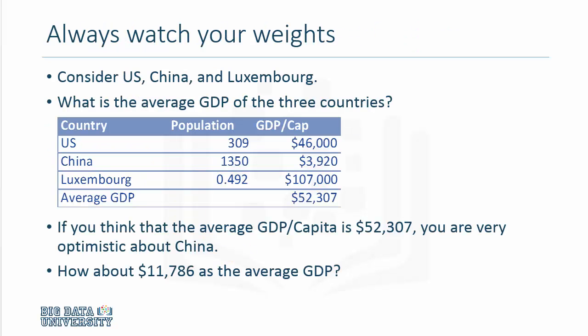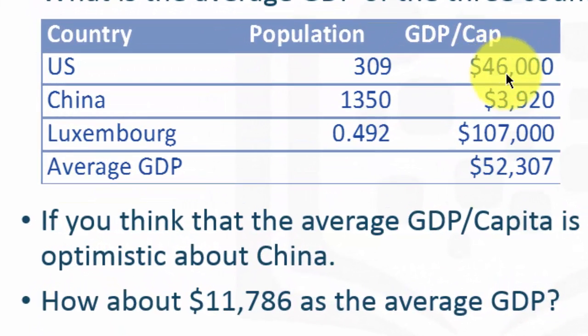Let me illustrate weighted means using GDP or per capita GDP for three countries: the United States, China, and Luxembourg. The per capita GDP for the United States is $46,000. For China, it's $3,920, and the average per capita GDP for Luxembourg is $107,000.